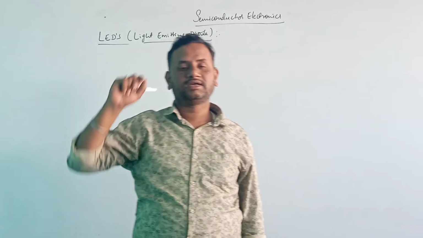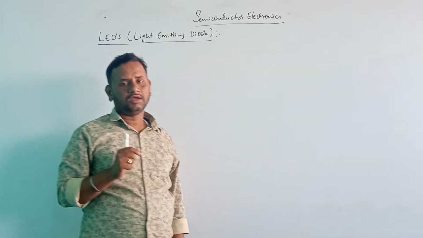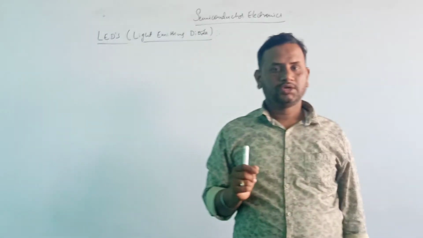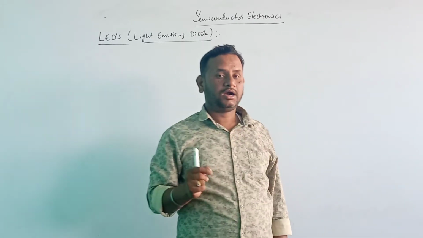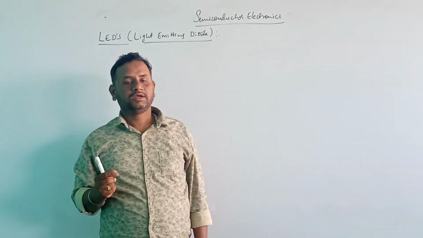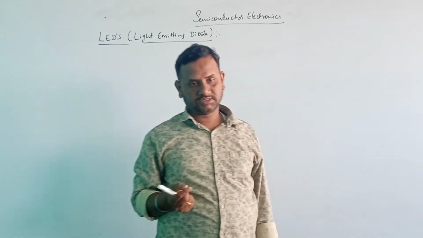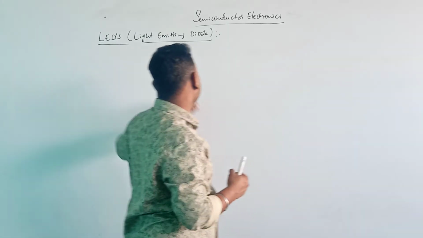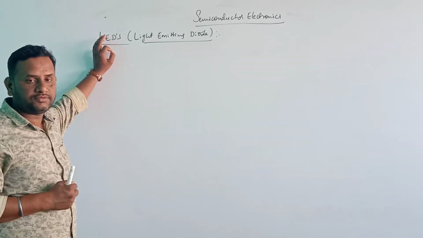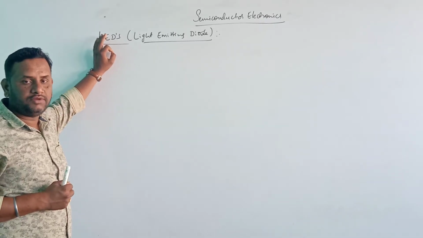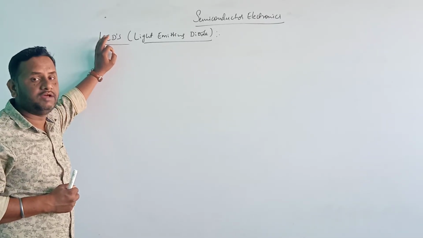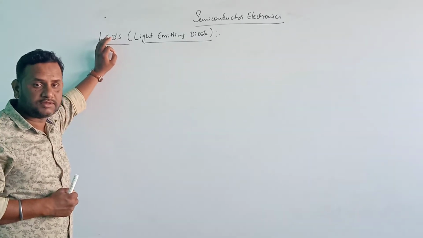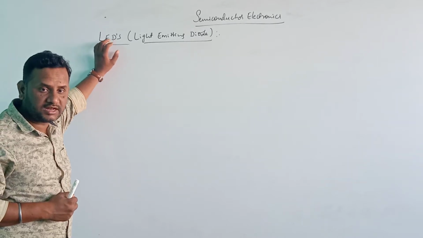So what is the exact definition of this LED? LED is a PN junction diode which, under forward bias, emits spontaneous light. LED is a PN junction diode in which, under forward bias, I am using the forward bias, it emits spontaneous light.